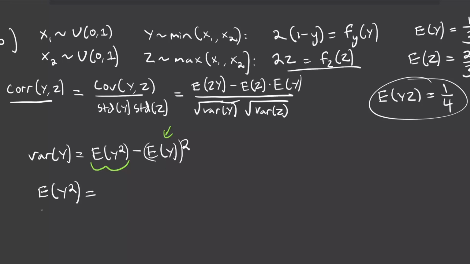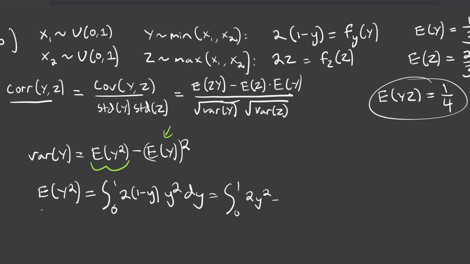Well, we know that basically the density function of y is just going to be this one up here. So we're just going to integrate from basically 0 to 1. The minimum can take values between 0 and 1 of 2 times 1 minus y, our density function, times y squared dy. So that's going to be equal to the integral from 0 to 1 of 2y squared minus y, actually 2y cubed dy. So the integral of this term right here is just going to be equal to 2/3 times y cubed evaluated from 1 to 0. So that's just going to be 2/3.